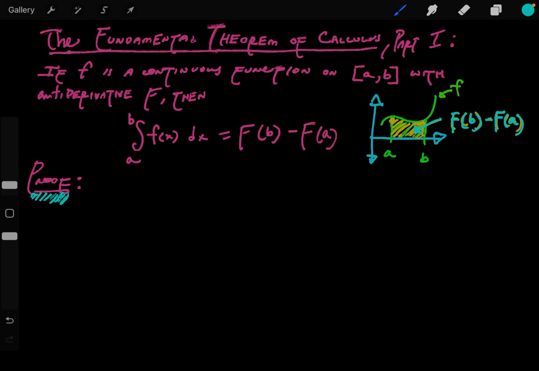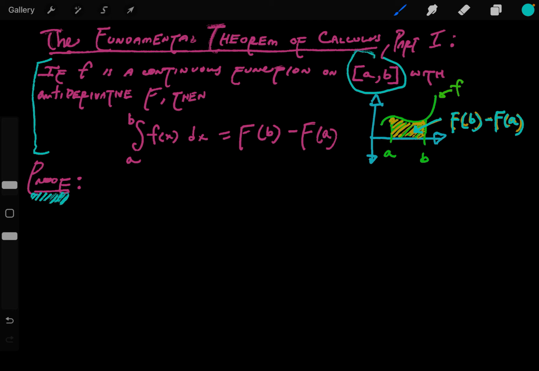Okay, so we're going to prove the fundamental theorem of calculus part 1. The first thing we want to do is understand exactly what the theorem is stating. If we start off with some continuous function on an interval [a, b], with an antiderivative, capital F, then the following equality is true: the integral from a to b of f of x dx is equal to the antiderivative of f evaluated at b minus the antiderivative of f at a.